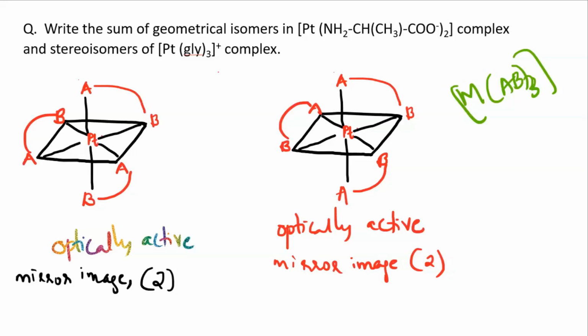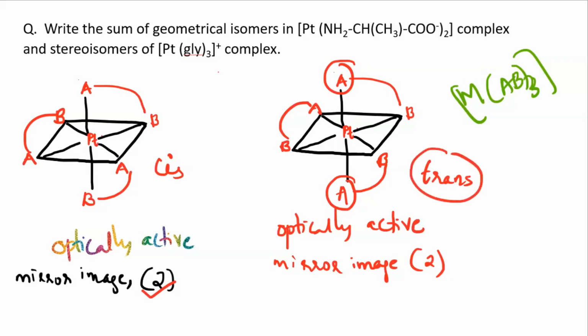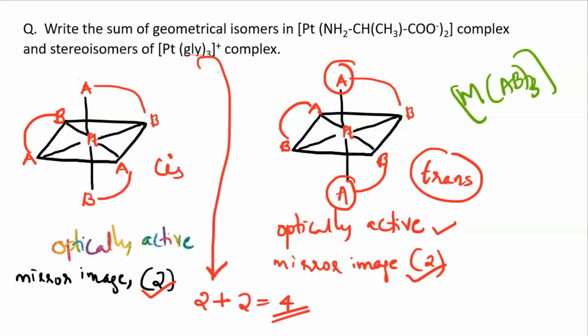So for the total stereoisomerism, I told you in the beginning, geometrical as well as optical. Geometrical: if this A and A is opposite to each other, right? We will call it trans. So this other part will definitely be cis. This cis form can be of 2 types, that means 2 optically active forms will be there. Similarly, the trans form will have 2 forms, because it is optically active. So the total number is 2 plus 2, 4 for this particular complex.